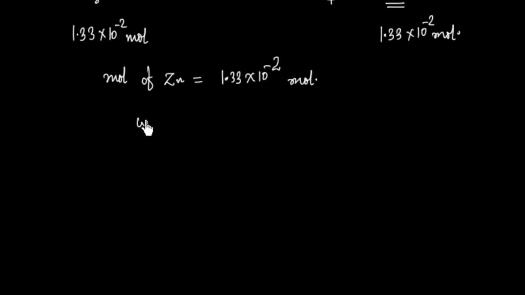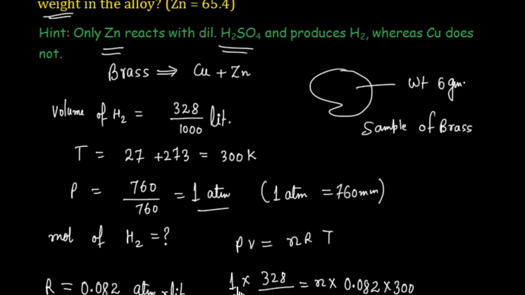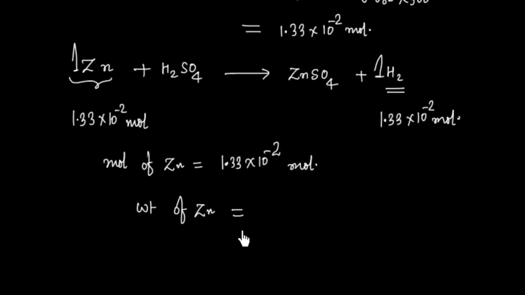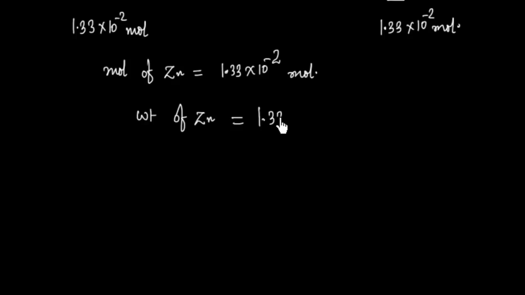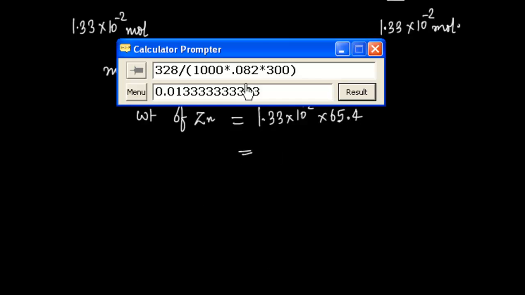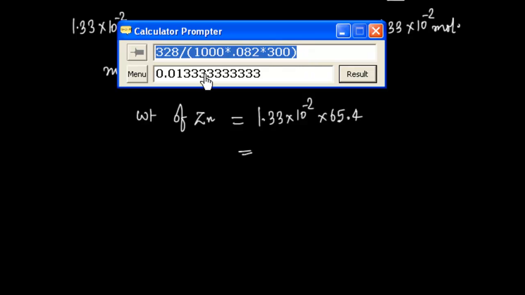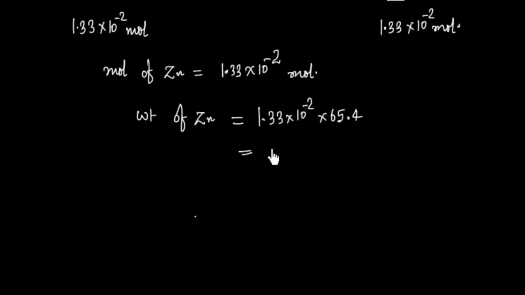We can find weight of zinc, so let us find weight of zinc. So this multiplied by atomic weight, and atomic weight is given 65.4 gram per mole. So this is 1.33 into 10 to the power minus 2 into 65.4. So let us calculate this value. So 1.33 into 65.4, and this divided by 100. So 0.869. So this value comes out to be 0.869 gram.